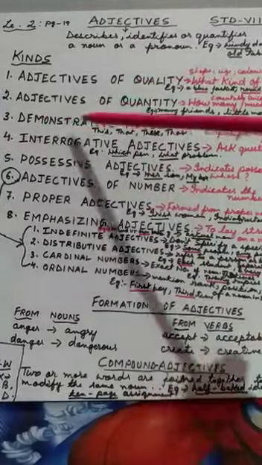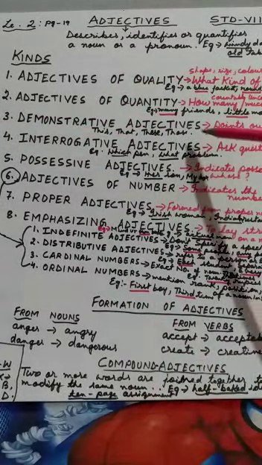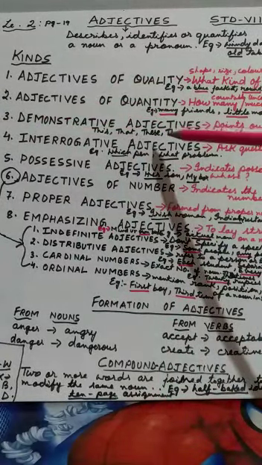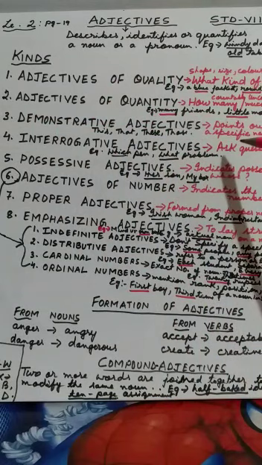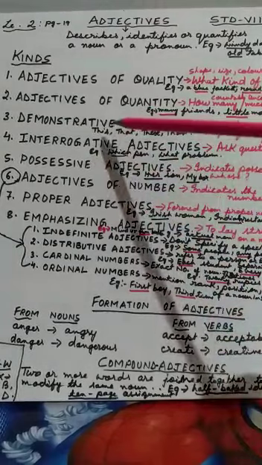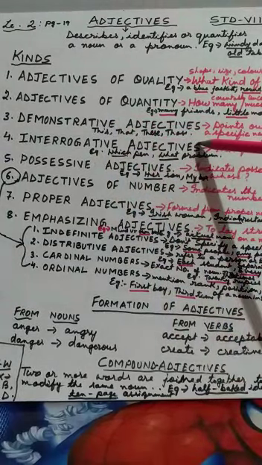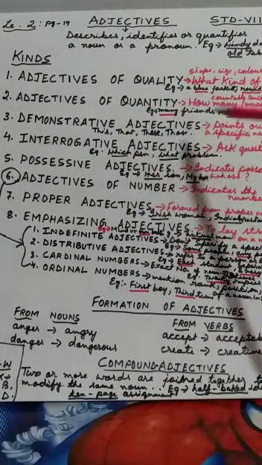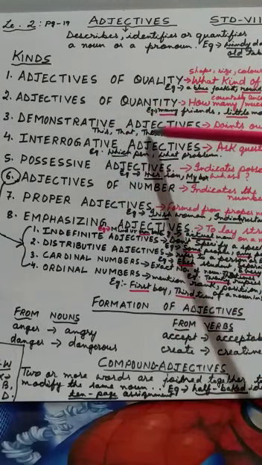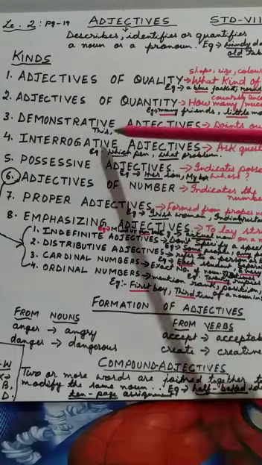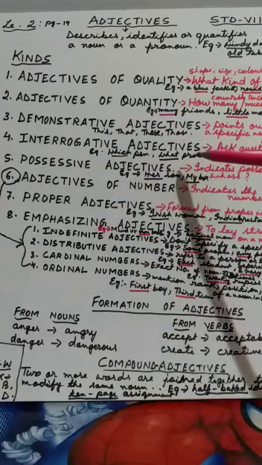Now the third one is demonstrative adjective. Demonstrative adjective means demonstrate, means to point out. To point out a specific noun or pronoun. Like this, that, these, those. Like this pen, that house, these pencils. So these all are demonstrative adjectives.